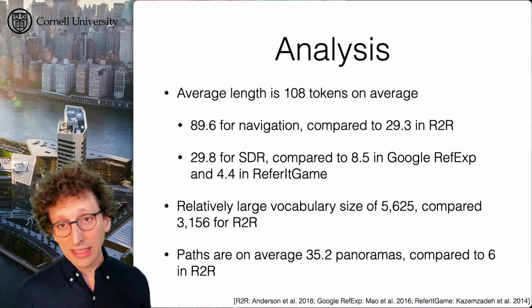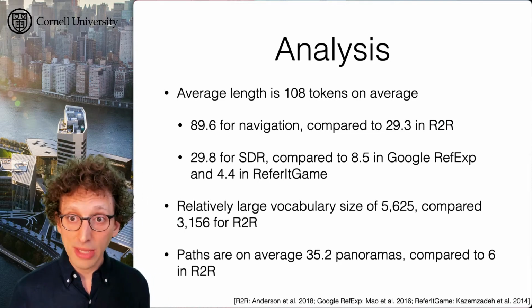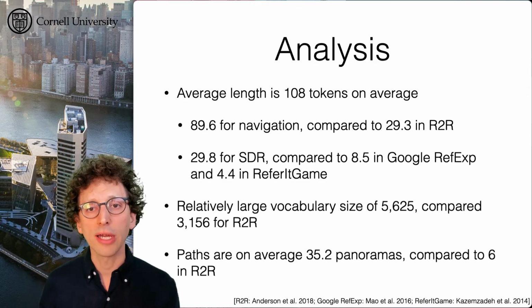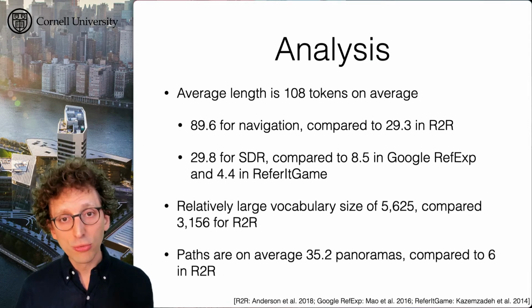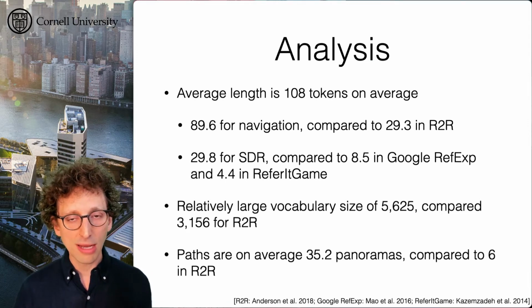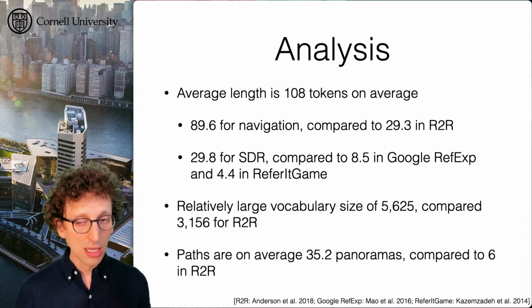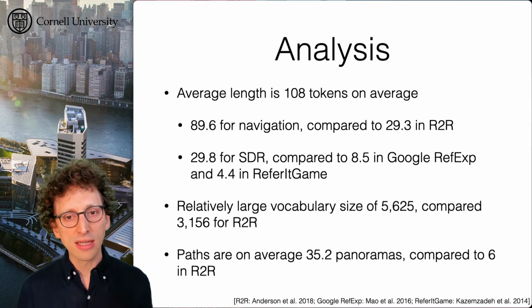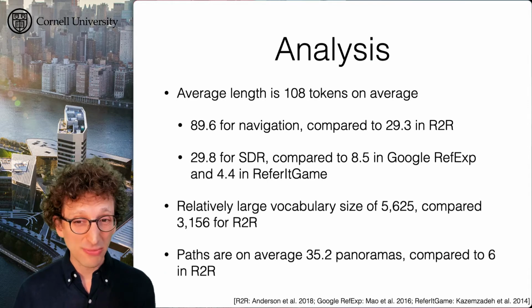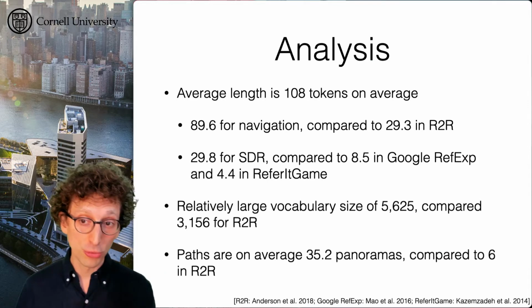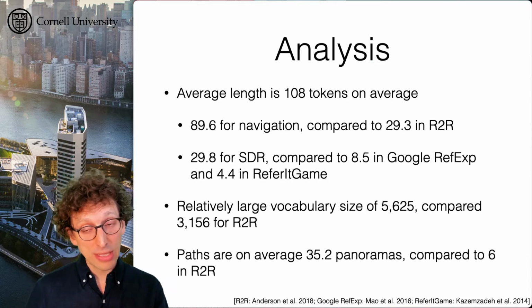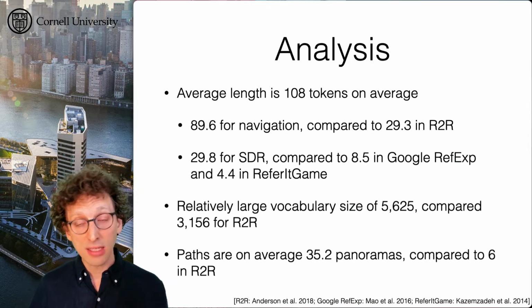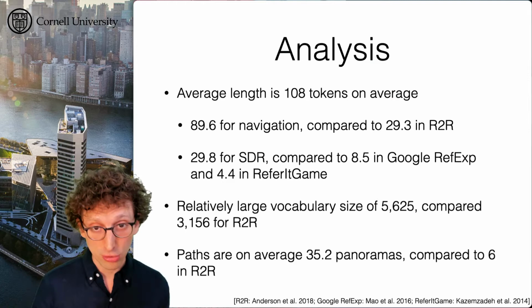We can analyze this data and see how it compares to other contemporary data sets. So on average, the length of the texts are very long, almost 110 tokens. Compared to Room-to-Room, the navigation part is much longer, about 90 tokens compared to about 30 tokens. Room-to-Room paths are also much shorter. If we look at the last bullet here, we see that paths in Touchdown are about 35 panoramas compared to 6 in Room-to-Room. This is different in other more recent data sets like Room-Across-Room, where the paths are much longer, and as expected, the instructions, or the text itself, are also much longer.